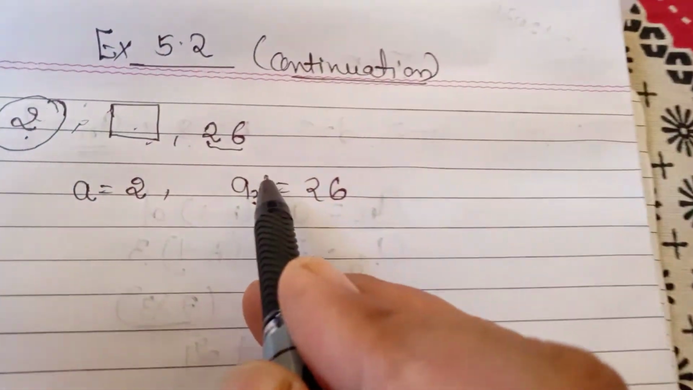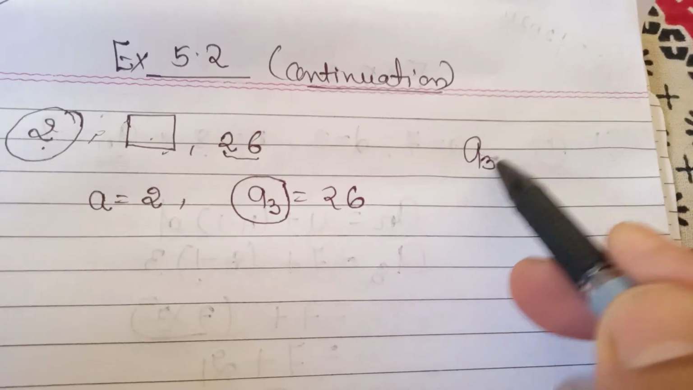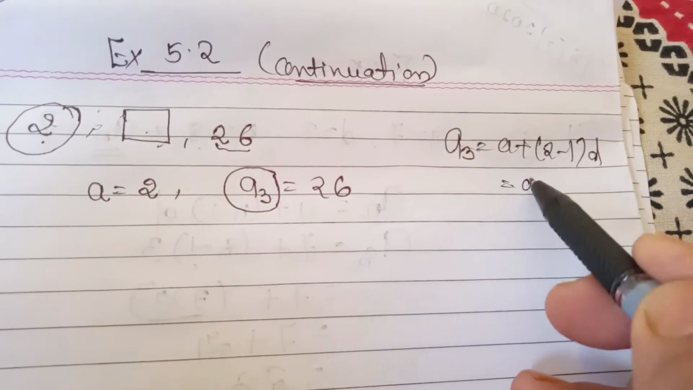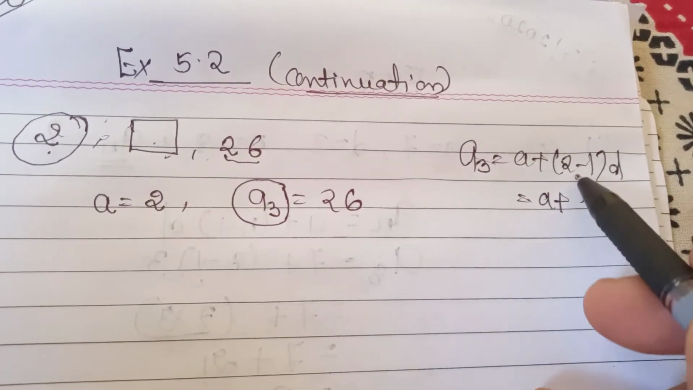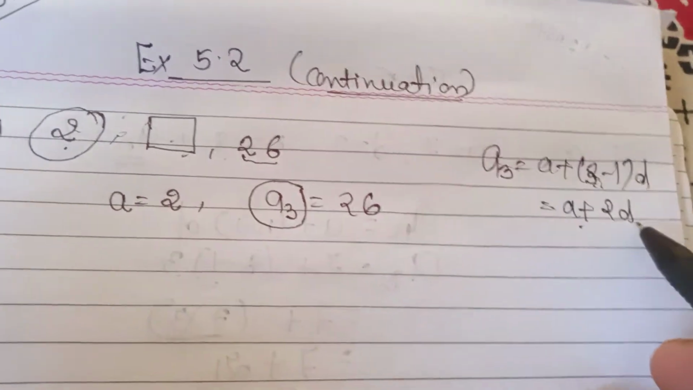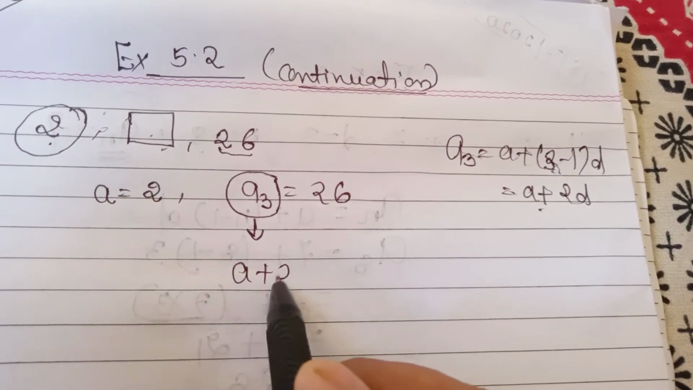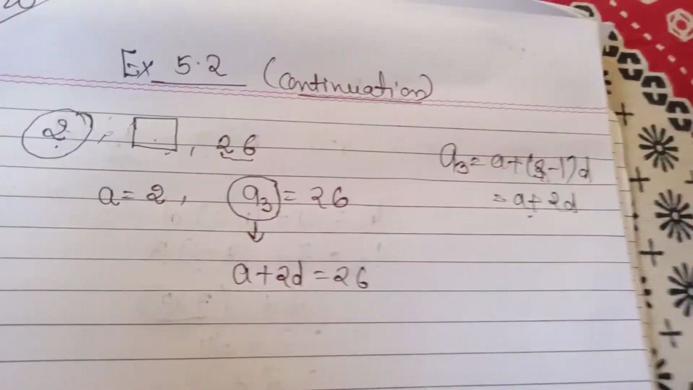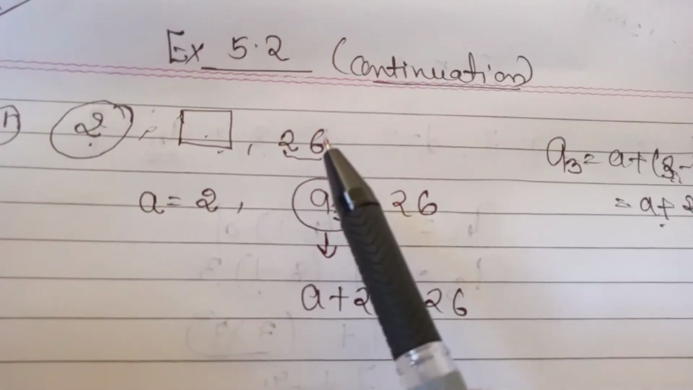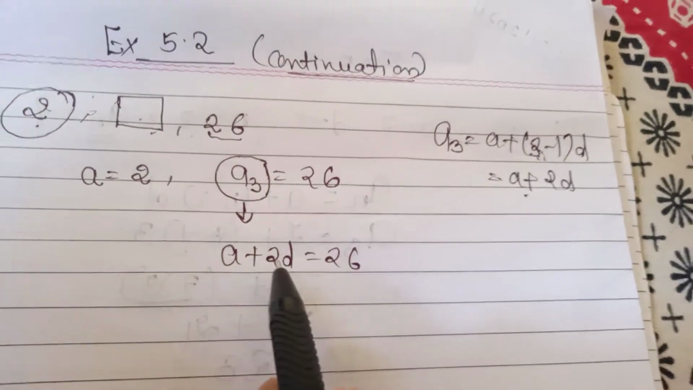Only what you have to write is the general term of a3. We know that the general term of a3 is a plus 3 minus 1 into d. Once again I am writing for you, it is a plus 2d. So I will carry forward this equation. a3 can be written as a plus 2d is equal to 26. Why a3? Because, as I am explaining again, it is our third term. So the general term formula for the third term is a plus 2d.